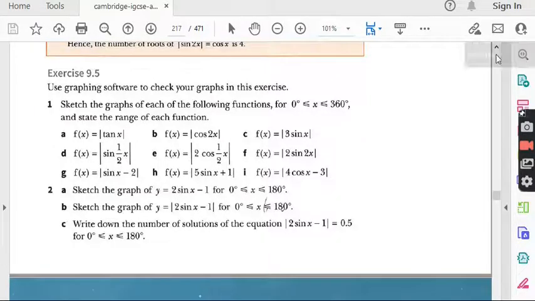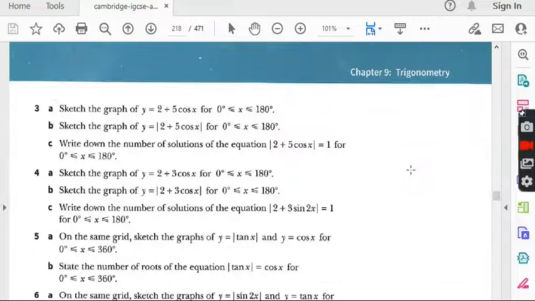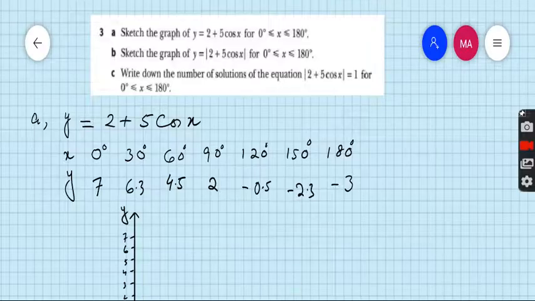So let's start question number 3, exercise 9.5. Part A. Sketch the graph of y equals to 2 plus 5 cos x for the domain of 0 to 180 degrees. So the start angle is 0 degrees and the end angle is 180 degrees. So y is equals to 2 plus 5 cos x.